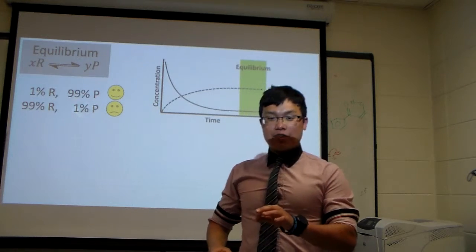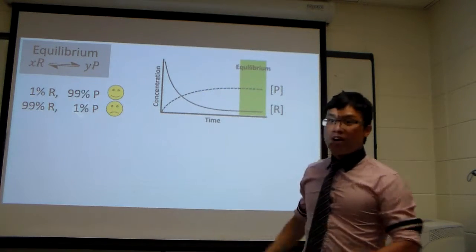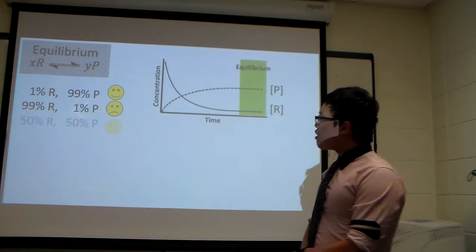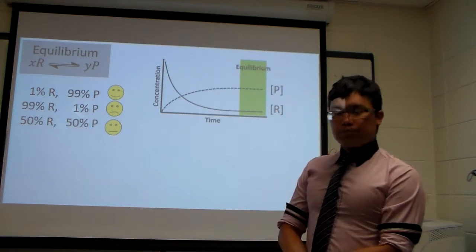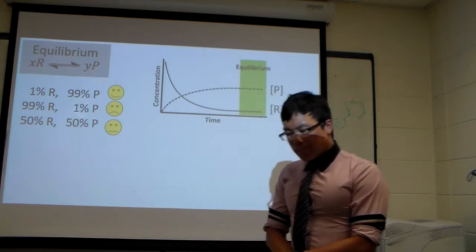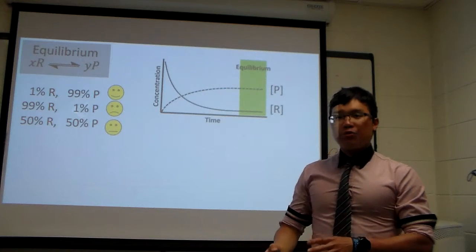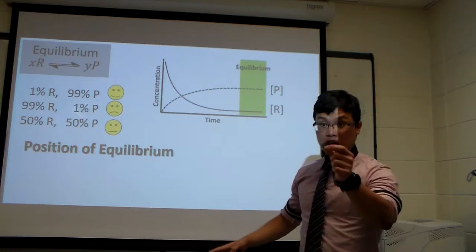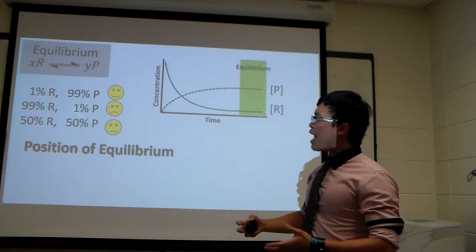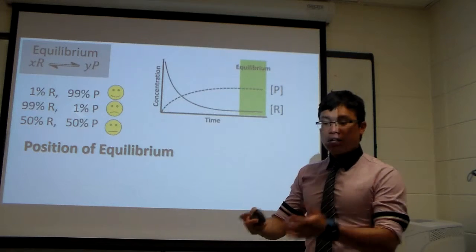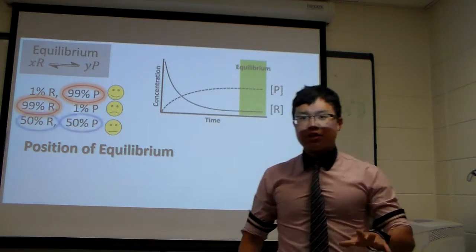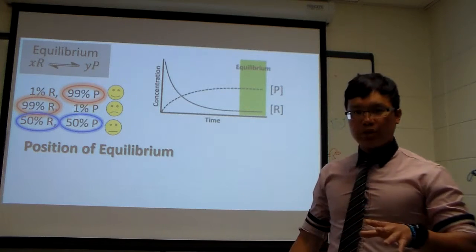That's a bad mixture for them. If this keeps happening, chemists will get fired. They can't get anything done, right? Or 50-50, not desirable for them. So, when chemists do a reaction, they are interested in the position of equilibrium. Position. They want to know whether the reaction they are doing favors product, reactant, or neither.